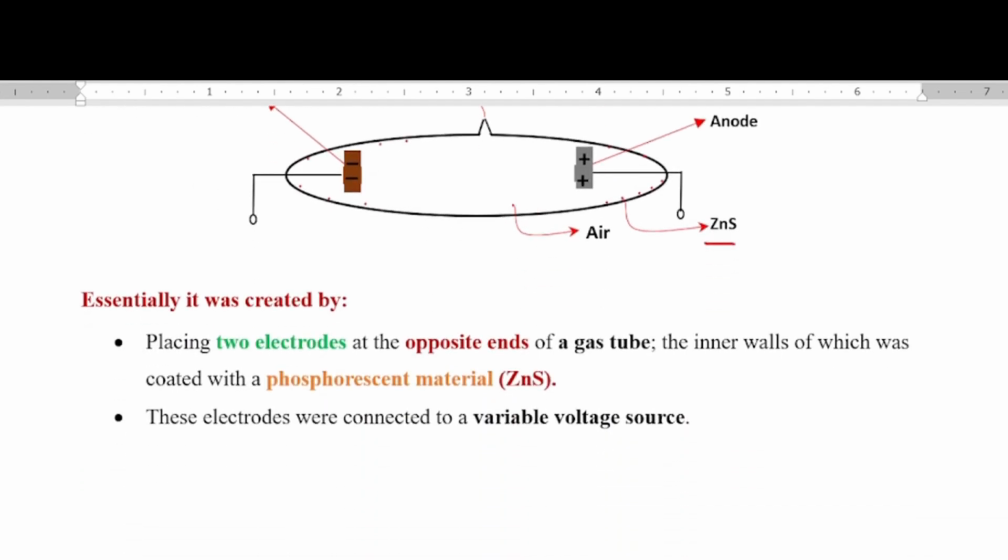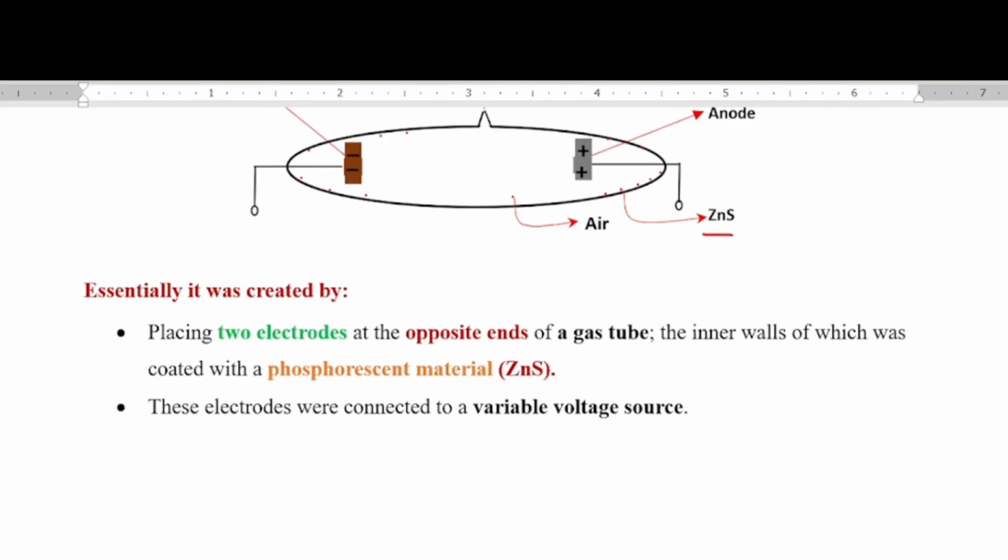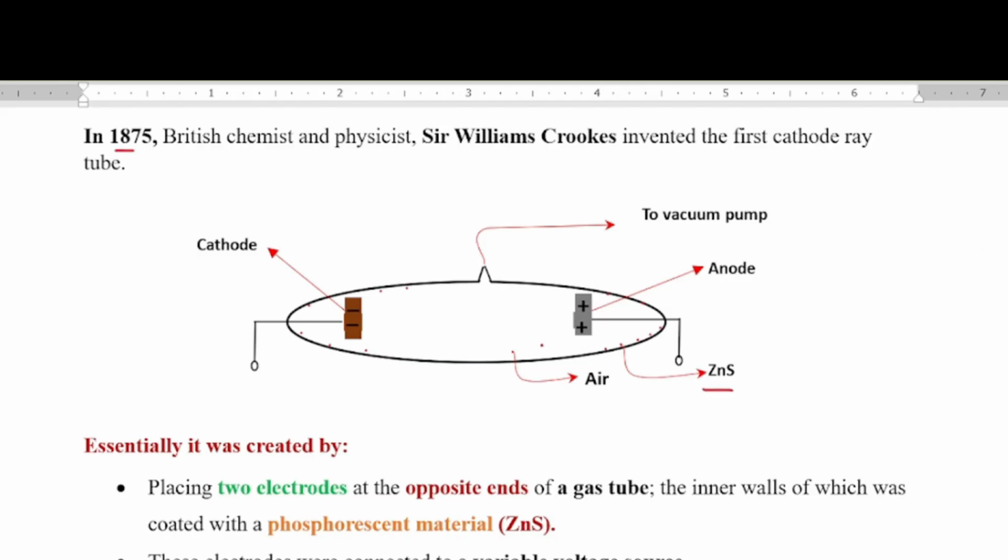Essentially, it is created by placing 2 electrodes at the opposite ends of a gas tube, the inner walls of which were coated by a phosphorescent material, zinc sulfide. These electrodes were connected to a variable voltage source. And finally, a vacuum pump was used to remove the air from the glass tube, which was then sealed.